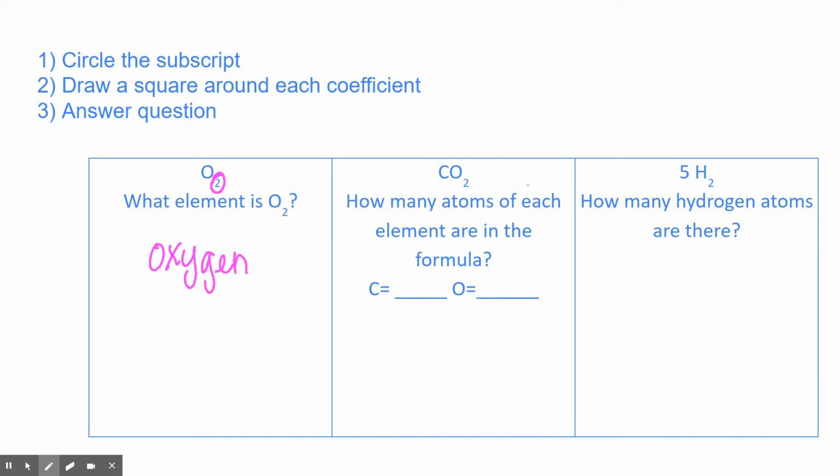In our second example, we're going to circle our subscript. Again, no coefficient, so we don't need a square. How many atoms of each element are in the formula? So when I look behind C, there is an imaginary 1 there, so there is 1 carbon. When I look behind O, there are 2.